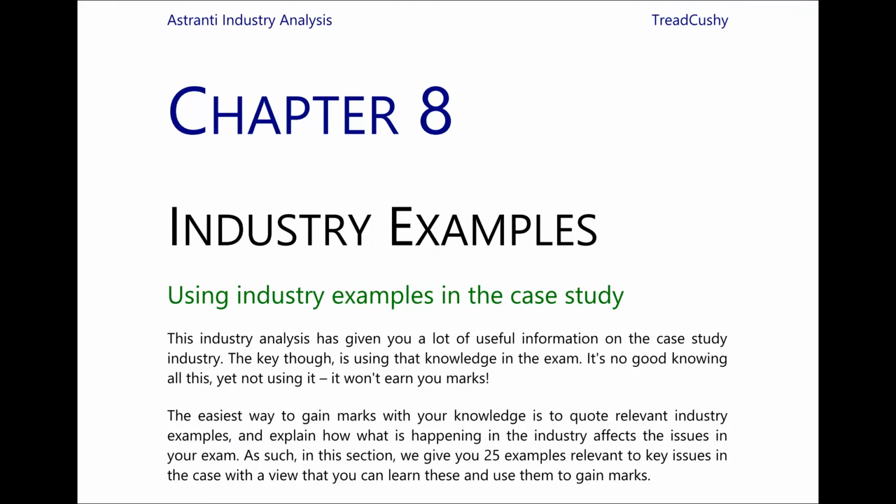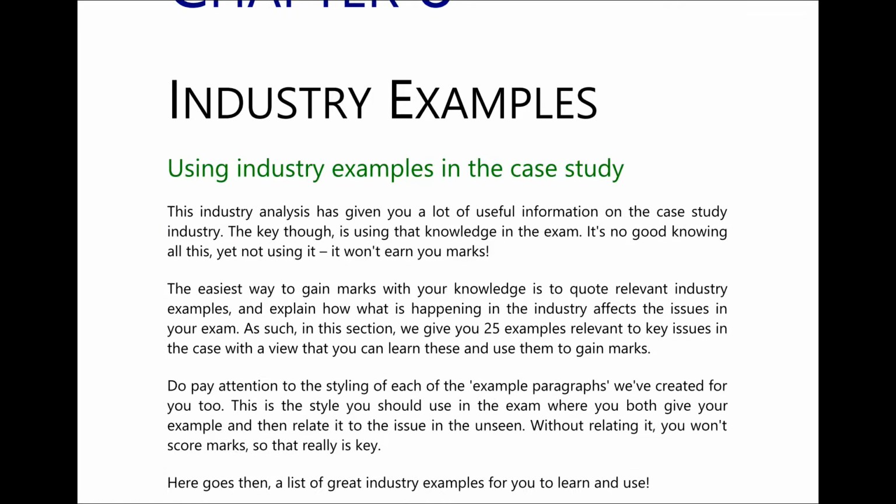So we've now finished running through the bulk of the industry pack, and we've given you a lot of information about the industry, the athletic shoe industry in this case. However, you need to be able to use this knowledge in the exam. It's all very good knowing it, but you have to be able to use it. The easiest way to do this is to be able to quote relevant industry examples and explain how these affect the issues in your exam. So I'm going to run you through 3 industry examples now, how you're going to use these in the exam, what kind of topics they might relate to.